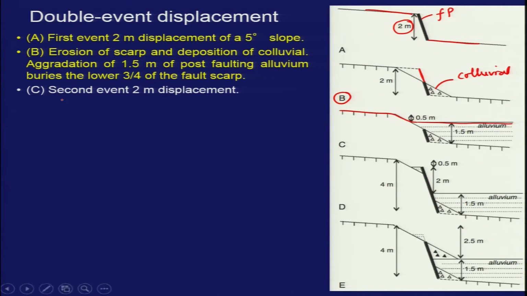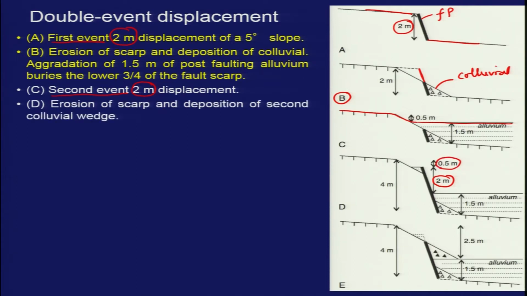So, what it says, the third one, that is your C, the second event, again was of 2 meters. Now, this is a very hypothetical case, but you may not come across the same amount of displacement during the first event and the second event. Okay. You may have different displacement. But let us take the same displacement occurring in event 1 and event 2. So, in the second event there is a displacement of 2 meters again. So, 1.5 was already left out on the surface, and then we have 2 meter here.